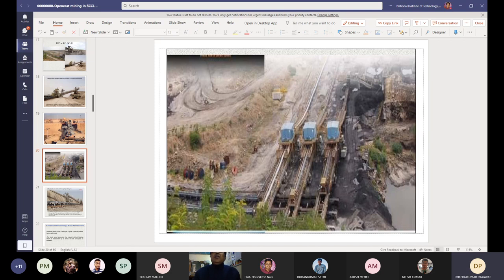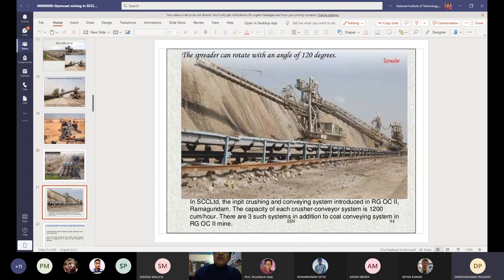And here you can see the spreader. What is the function of the spreader? The spreader can rotate at an angle of 120 degrees to spread the material evenly on the dump yard. Otherwise, if you do not spread it, it will be heaped at one place. That is why it rotates at an angle of 120 degrees and spreads the material evenly on the dump surface. So this machine is called the spreader.